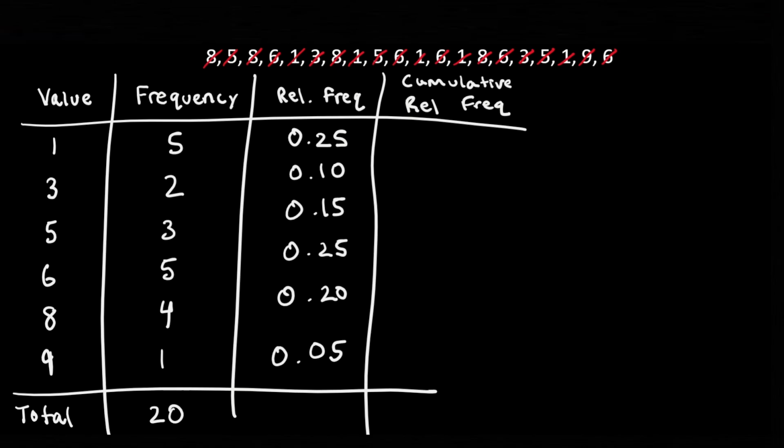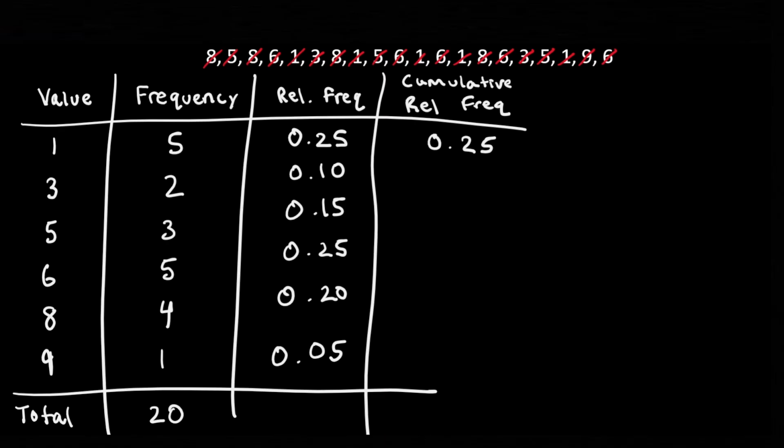The cumulative relative frequency tells us the proportion of values that fall at or below a specific value. So we can find this by summing up the relative frequencies for a specific value and the values below it. Since we ordered our values column from least to greatest, this is pretty easy. Since 1 is our smallest value, the cumulative relative frequency is the same as the relative frequency, so 0.25.